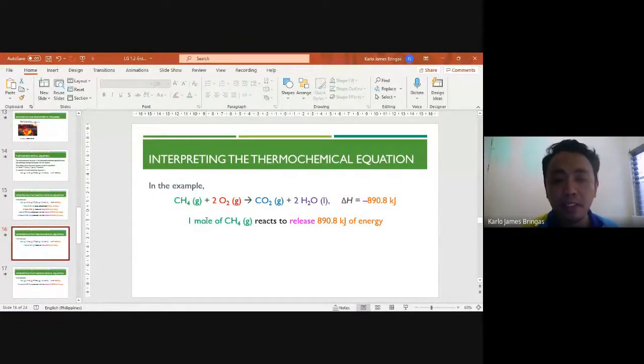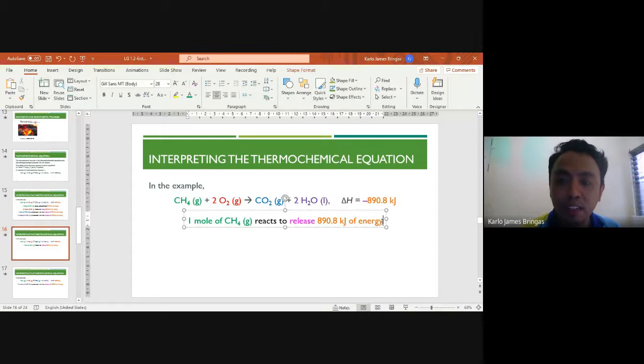Now, these statements are really quite handy whenever we have a stoichiometry problem that relates to our thermochemical equation. So for instance, you have in here highlighted this particular na statement. 1 mole of CH4 reacts to release 890.8 kilojoules of energy. So what we can do now is, we can now be able to write the following na statements from this one. So base dito, we can now write the following conversion factors. We can then write 1 mole of CH4.